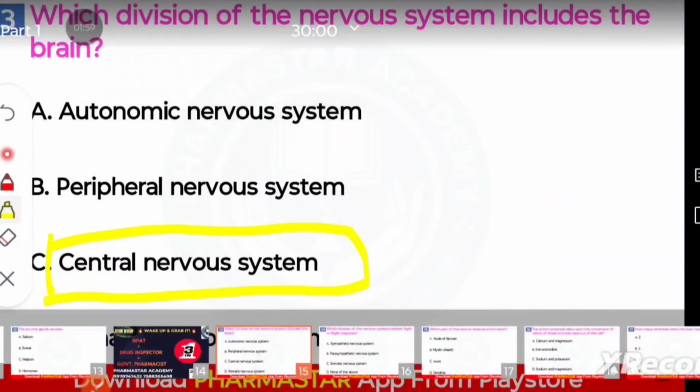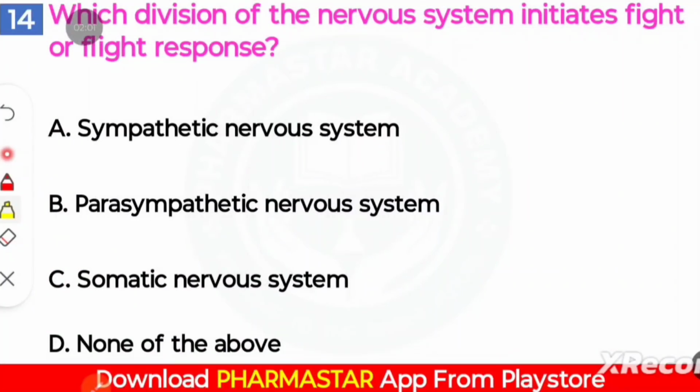Next question. Which division of the nervous system initiates the fight or flight response? Option A. Sympathetic nervous system, B. Parasympathetic nervous system, C. Somatic nervous system, D. None of the above. The sympathetic nervous system initiates the fight or flight response when perceiving a threat. It triggers the release of stress hormones to prepare the body for immediate action. The correct answer is option A.